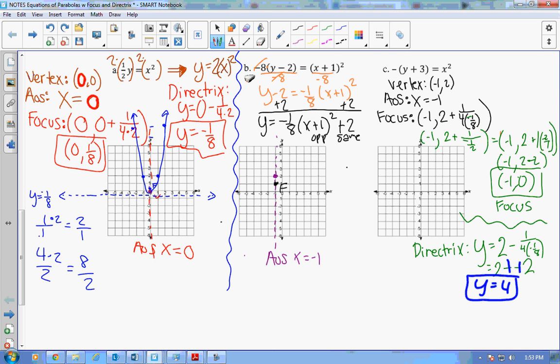What else can I plot? I just plotted the focus. What else is there to plot? What did we do after the focus? Directrix. And what is the directrix? Y equals 4, because it's an equation. So it's a line horizontally cutting through the y-axis at 4. That's the directrix.